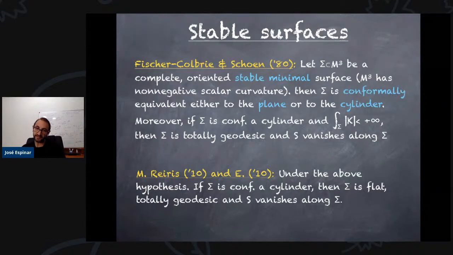And in that case, if they also have that condition, it mimics the case of the flat torus for compact surface, with the proof that it has to be totally geodesic and the scalar curvature has to vanish along the surface. Actually, this condition was removed recently by Martin Reiris and myself. And now we can mimic the case of the flat torus for complete surface.